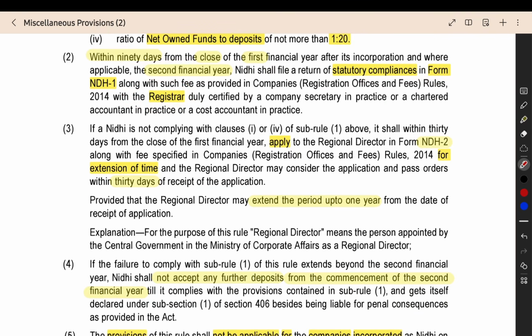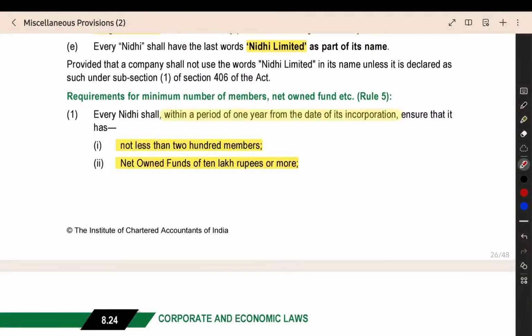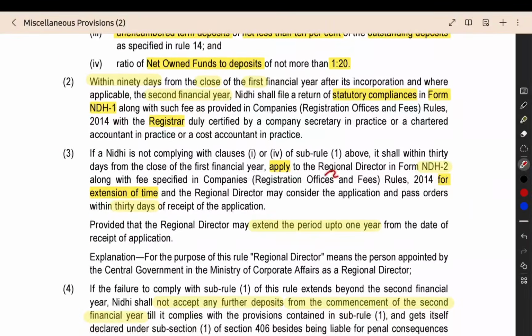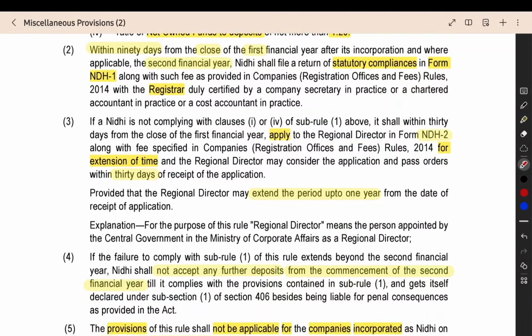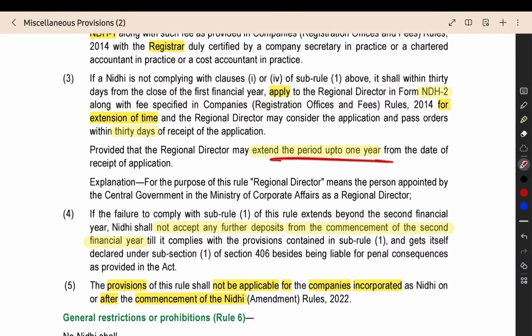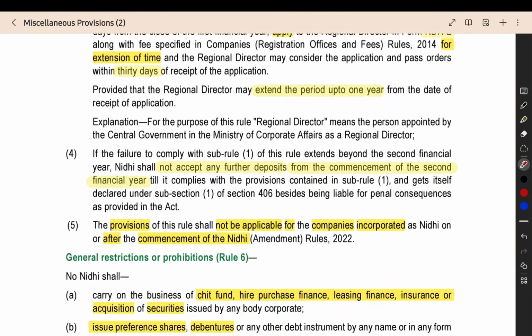Then if you are not able to fulfill the condition within 1 year, you are not able to bring 200 members, you are not able to get the net owned fund of 10 lakh rupees, or you are not able to follow the conditions, then you have to apply to the regional director and get a time extension. The regional director will give the approval or the rejection within 30 days. The regional director can give up to 1 year of extra time.